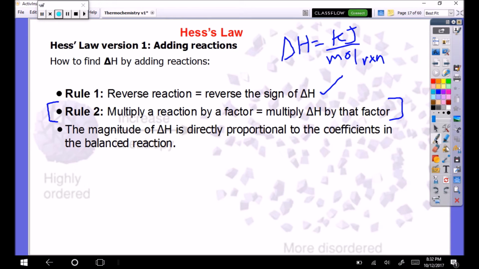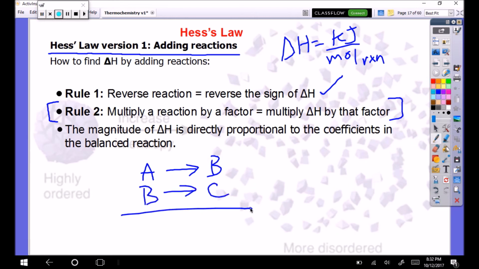Okay, so with adding reactions in Hess's Law, we have our rules, but let's make sure we know how to add even just the reactions properly. You could have a reaction, let's say A goes to B, and B goes to C. If we were to add these together, you would see that you'd have A plus B and B plus C. Well, we have the same thing on both sides. We can get rid of that B and simplify it to just A goes to C.